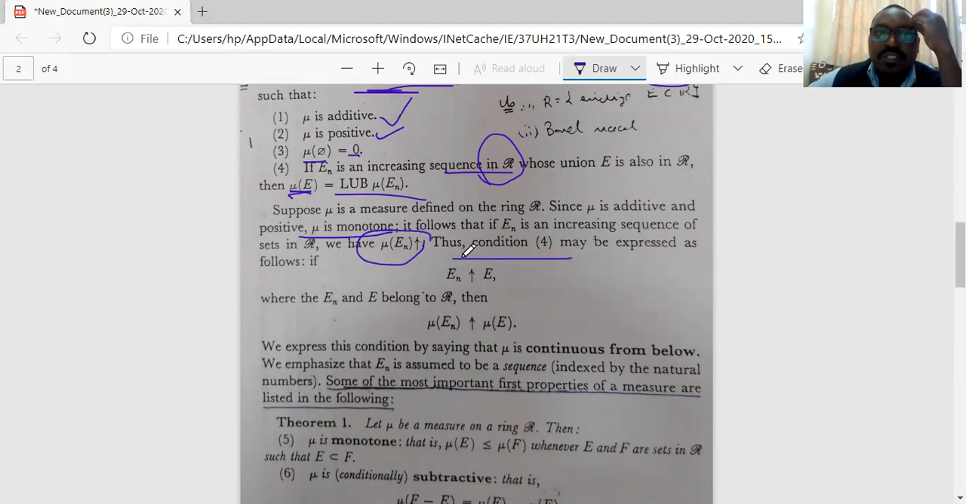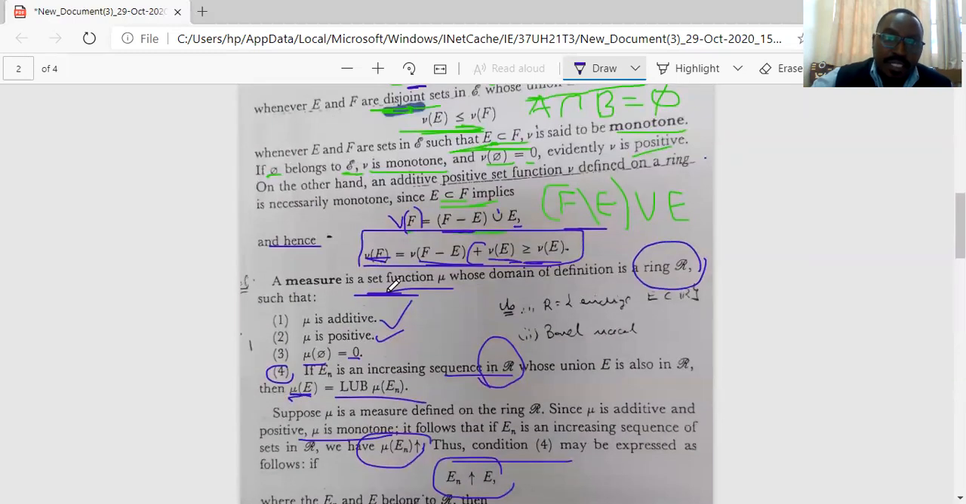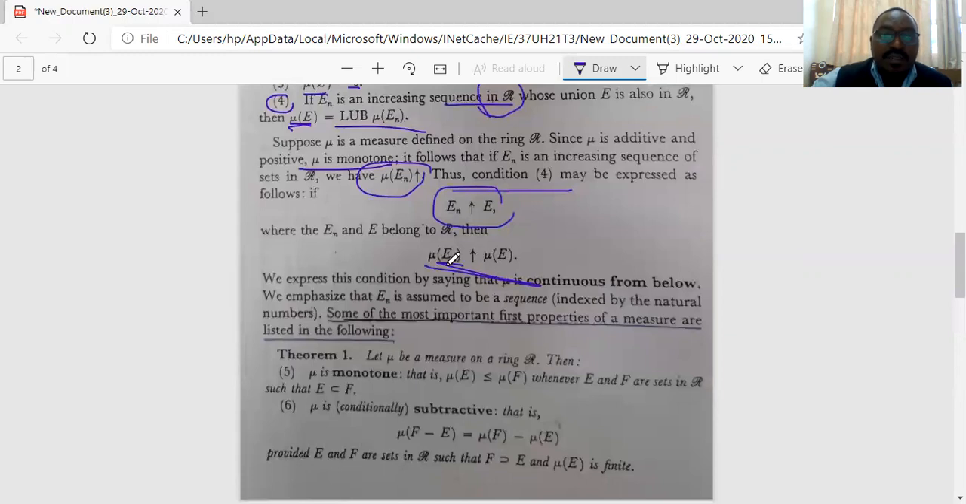Thus, the condition 4, which is this condition here, may be expressed as follows: En increases to E, whenever En and E belong to the ring. And therefore, the measure of that, because this function mu is a measure, again increases to the measure. So when we put this one, mu of En will increase to mu of E. That's what we mean by this case here.